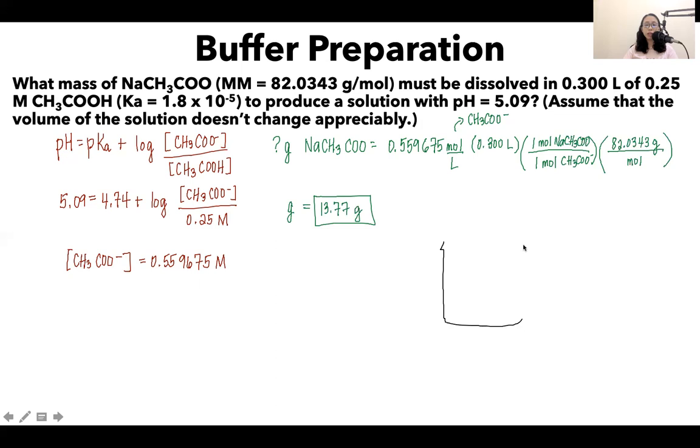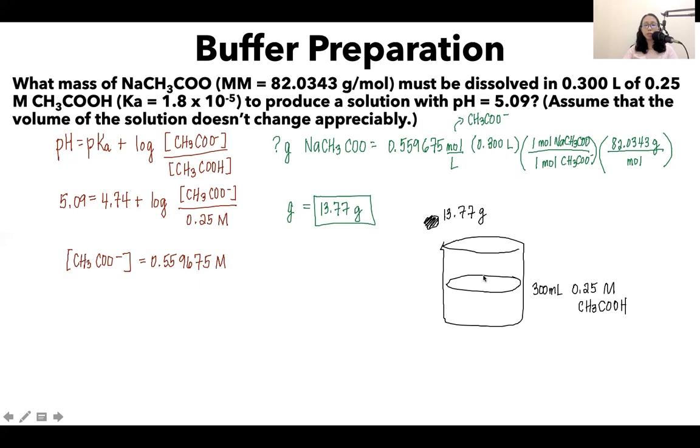So the scenario is you have 0.3 liter or 300 ml of 0.25 molar acetic acid solution. And then to this, you will add 13.77 grams of sodium acetate.